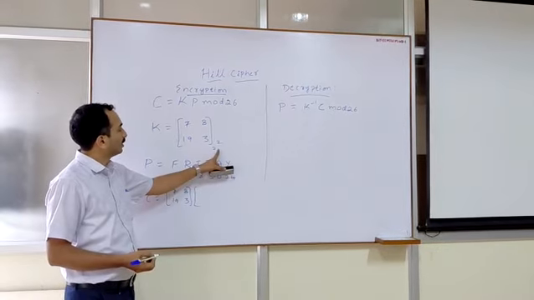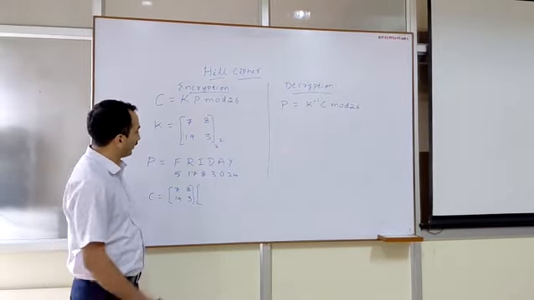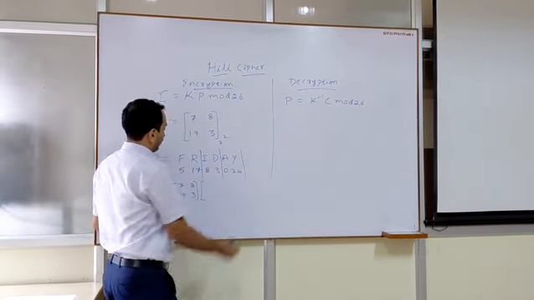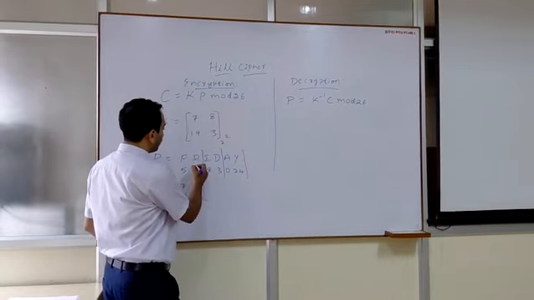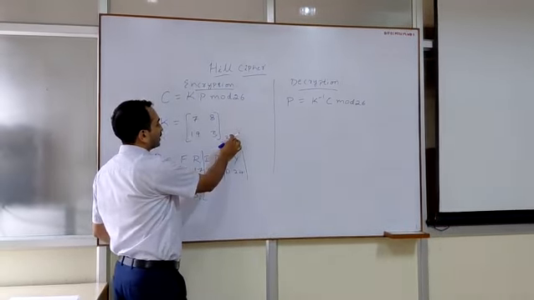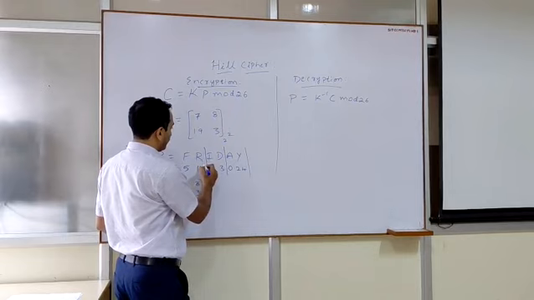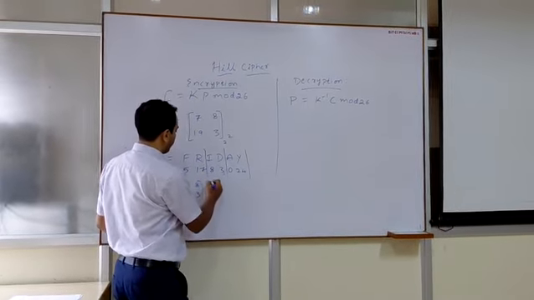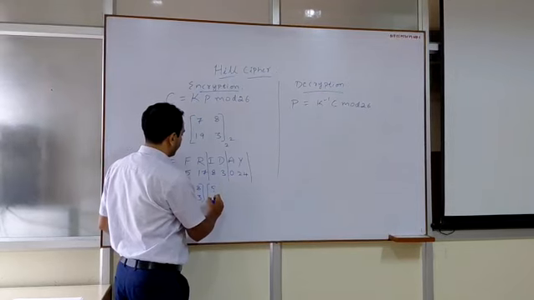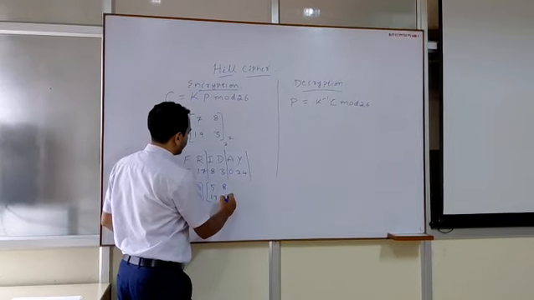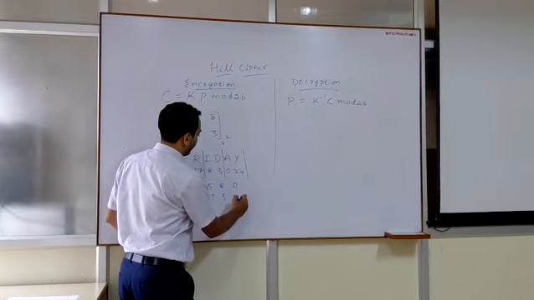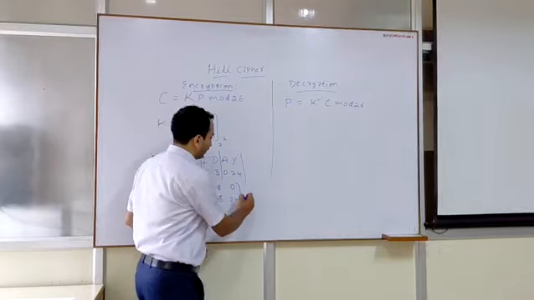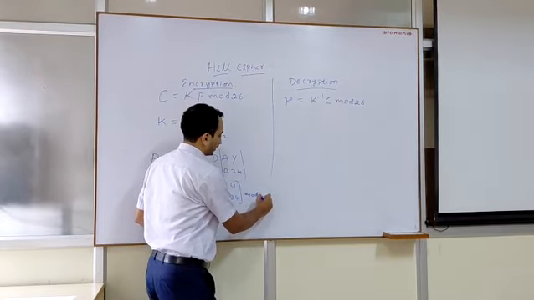We need to break the plain text into the matrix dimension, which is 2 cross 2, so we group the characters depending upon the size of the matrix. We make it FR, ID, AY. Let me write the equivalent values here: 5, 17, 8, 3, 0, 24. This is the matrix we got, and everything we perform is under mod 26.